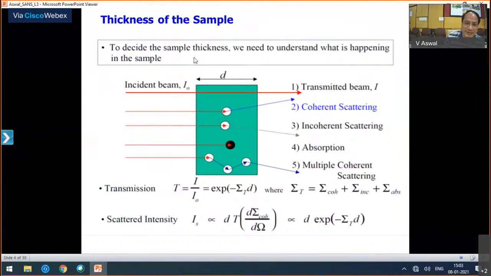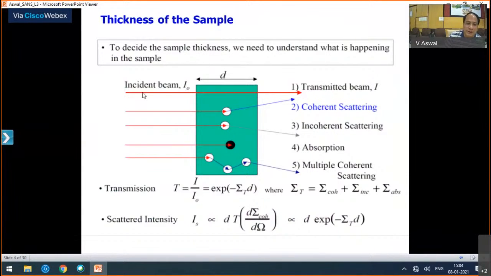So how do you decide the thickness of the sample for your SANS experiment? It is important. If you take it too thick, your transmission will go down, and if you take it too thin, your scattering will be low. So how do you optimize the thickness of your sample? You do small angle neutron scattering in a transmission geometry, and to understand what the thickness should be, you should know the different phenomena happening in your sample.